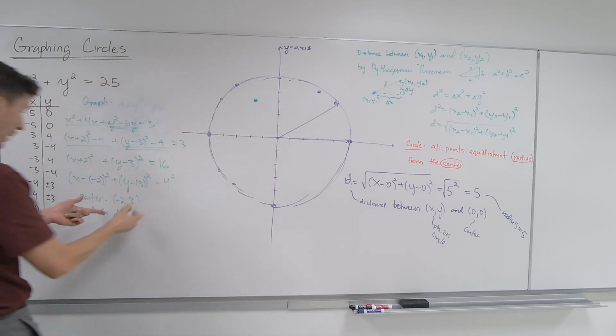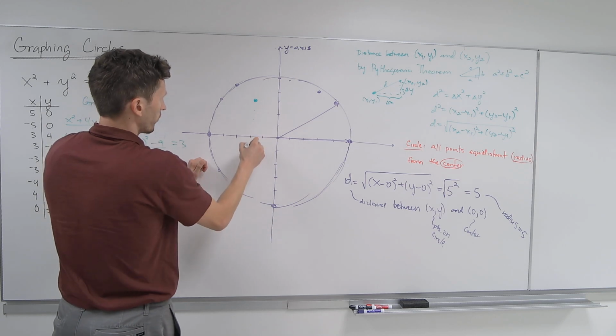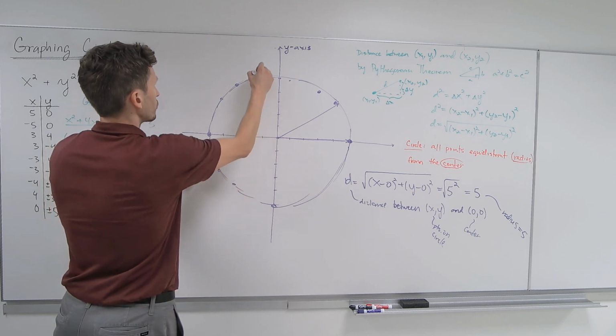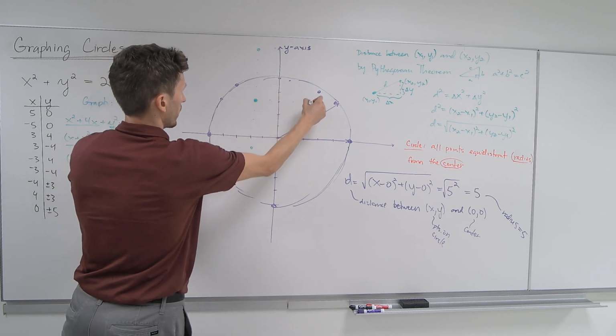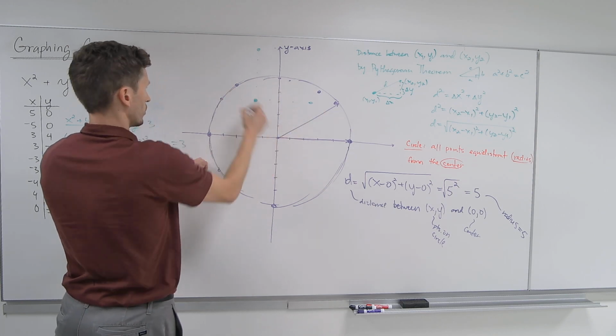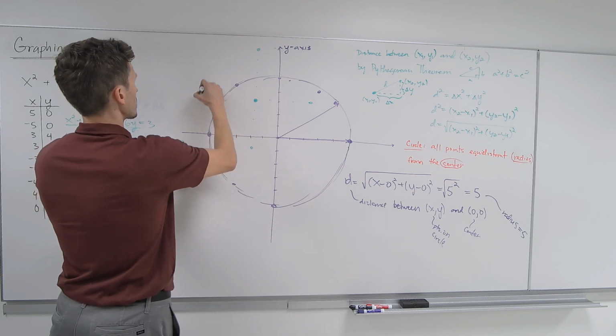Okay. And what about the radius? 4, right? So we can go, for example, 1, 2, 3, 4 down. 1, 2, 3, 4 up. 1, 2, 3, 4 to the right. 1, 2, 3, 4 to the left, right? And so this is going to be our circle.